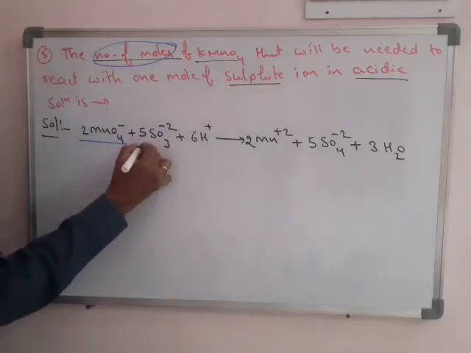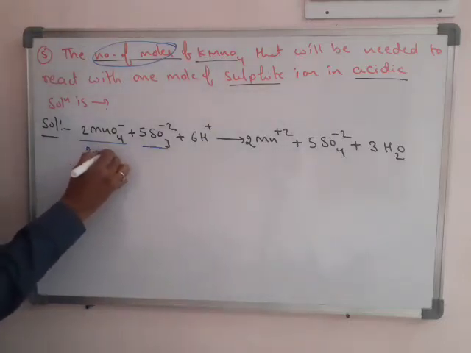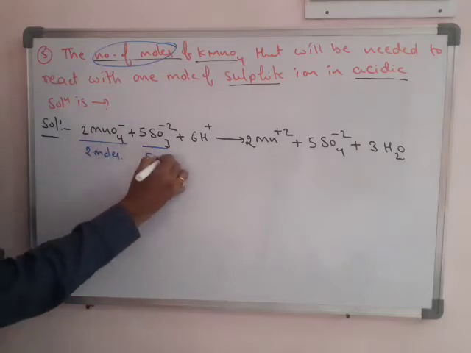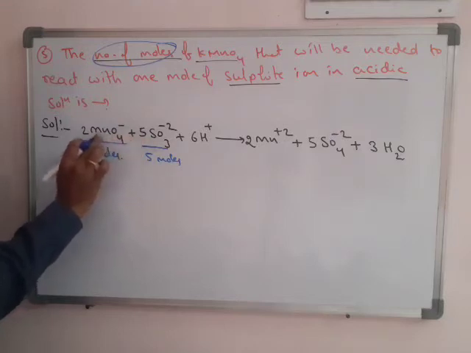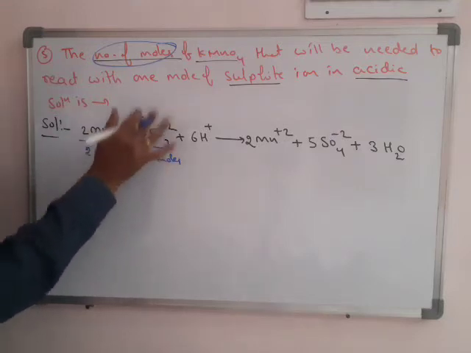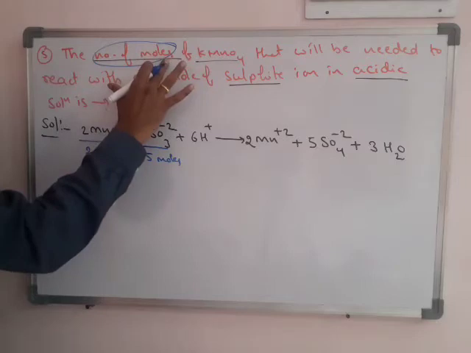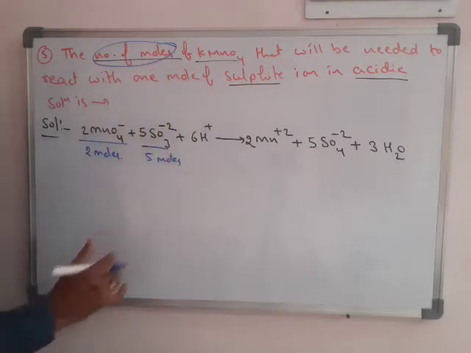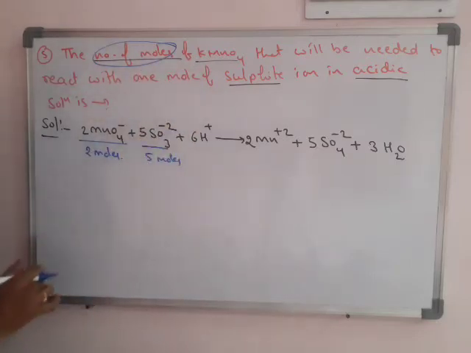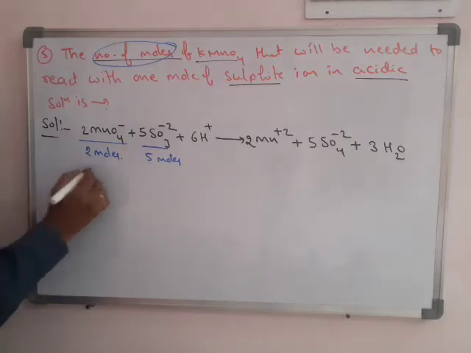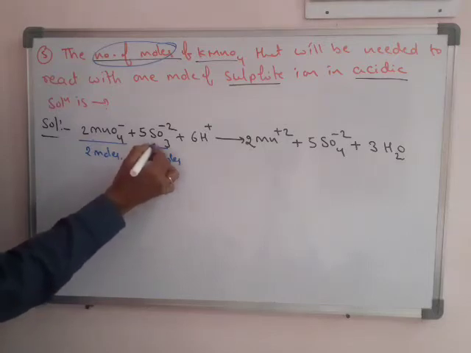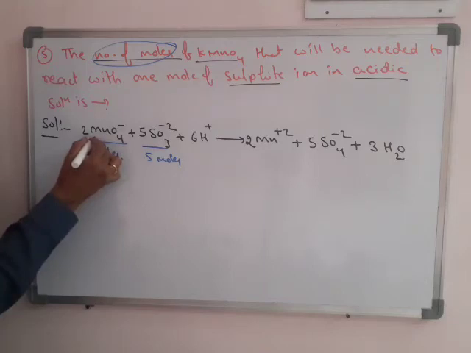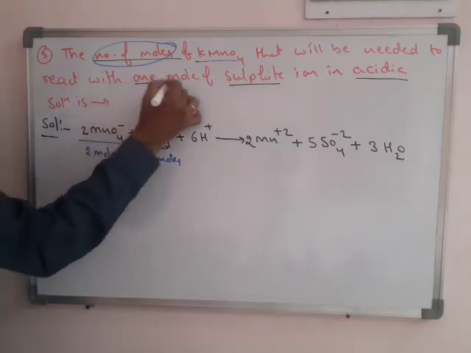Here see, 5 sulfite ions, here it is 2 moles, here it is 5 moles. That means 5 moles of sulfite is reacting with 2 moles of MnO4 minus. So with the help of the problem, in whichever unit it is given, we convert and write it in a correct sentence. For 5 moles of sulfite we need 2 moles of MnO4 minus. Then what about 1 mole?